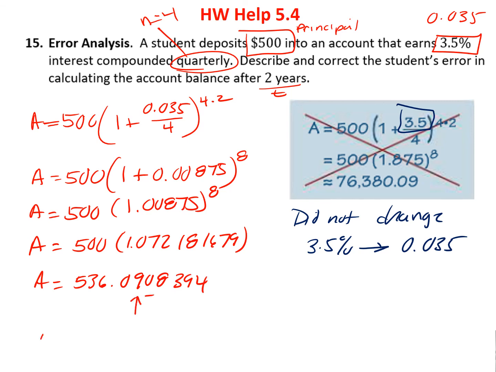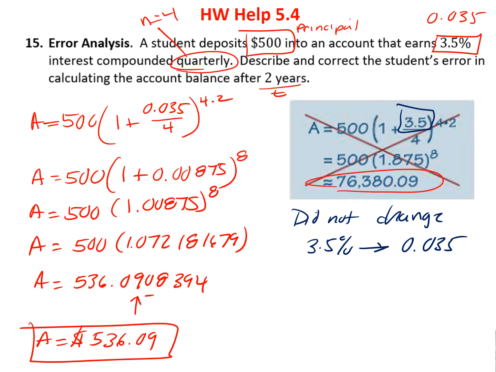Let's round off here. That's a 0. Easy round off. That's going to be $536.09, which is the correct answer. So that's going to be our amount there. Notice how much that shows just comes up to 536, whereas this guy up here, he ended up with $76,000 after 2 years. Obviously something was wrong. All right. You have a good evening.